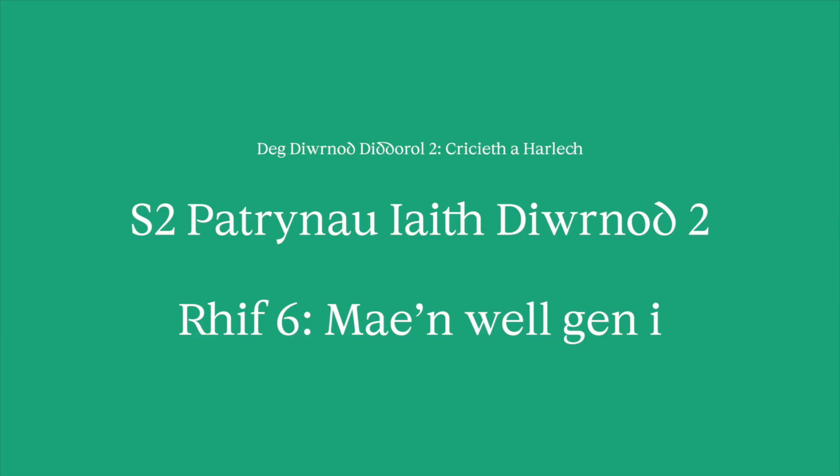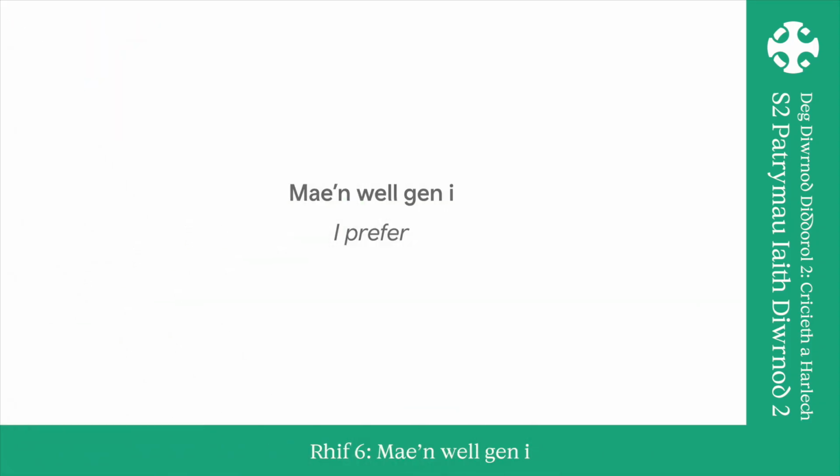Number 6. Mae'n well gen i. I prefer. The adjective gwell in Welsh can be translated into English as better, preferable, or superior character. When used with gan, it gives a sense of preferring something. Mae'n well gen i. I prefer. This can be thought of as being preferable with me.